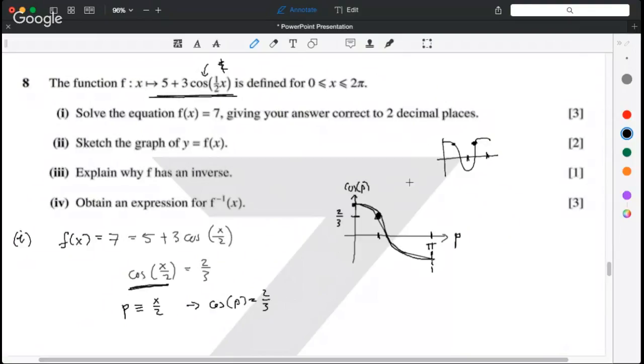And if you put this thing into your calculator, you'll get that x over 2, p, which is x over 2, is equal to 0.84 radians. So x is equal to 1.68 radians. And that's the only answer. The next time the 2/3 came up, x would be 10.88 radians, which is out of its range. But this is in the right range.